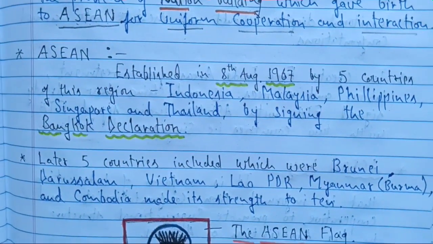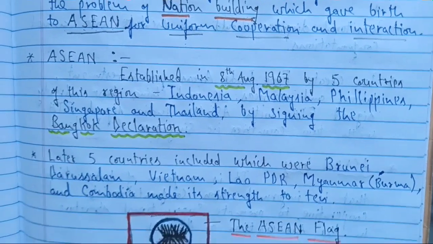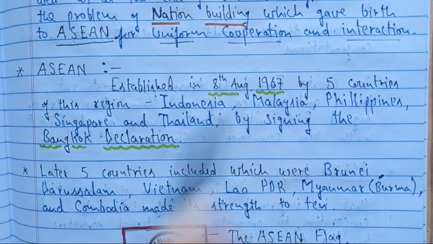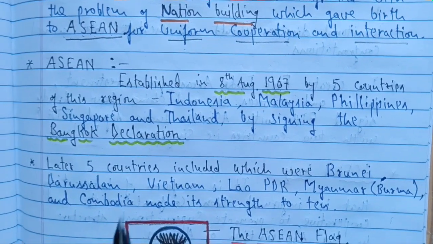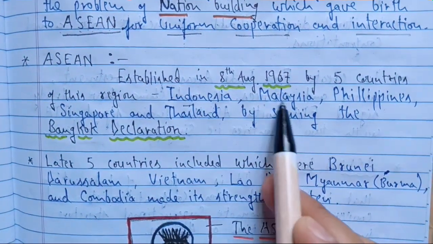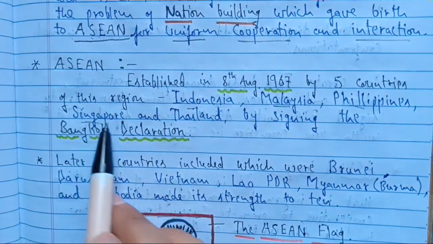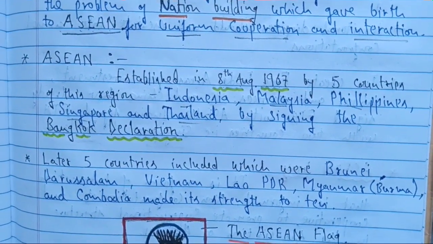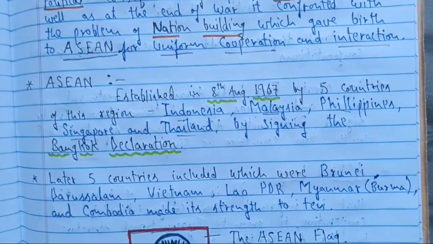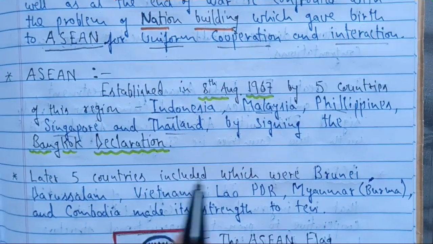So this was not established by all the countries of Southeast Asia at once. In the beginning, in 1967, it was signed by only 5 countries of this region, and these countries were Indonesia, Malaysia, Philippines, Singapore and Thailand. Please remember these 5 names. These were the 5 founding members of ASEAN.